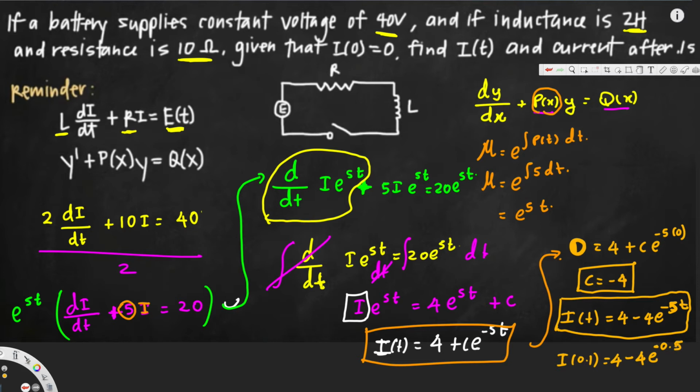Okay, Alexa, what is e power negative 0.5? Sorry, I'm not sure about that. Okay, Alexa is not answering.